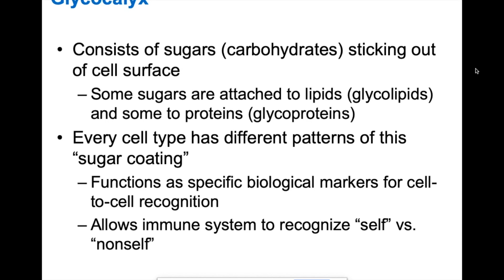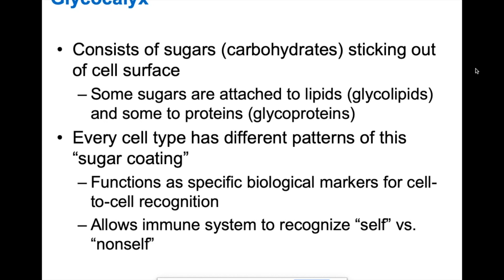So the glycocalyx is referring to sugars. Glyco, again, is a prefix meaning sugar. And so our sugars are carbohydrates. These are oftentimes sticking on the outside of our cellular surfaces. Some of these sugars actually attach to lipids, which are called glyco, meaning sugar, lipids, fats. And some of them are attached to proteins, so they would be glyco, meaning sugar, proteins, for protein, right?